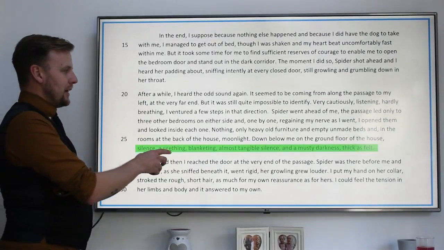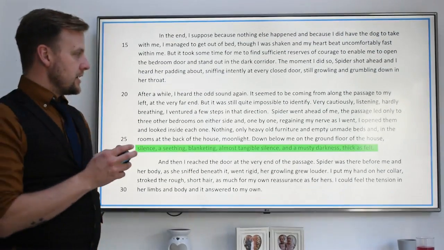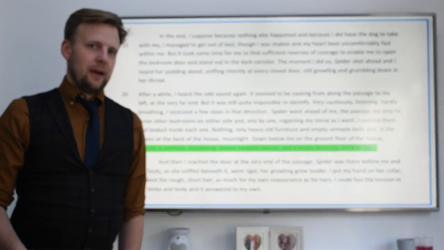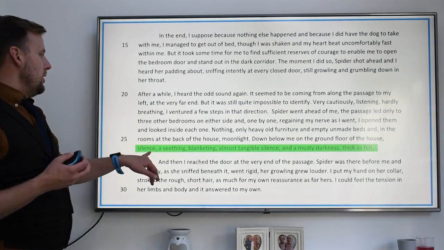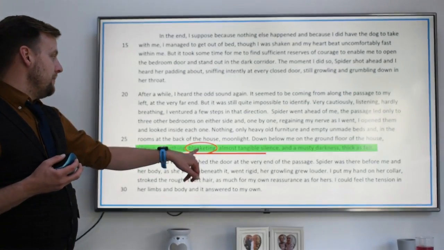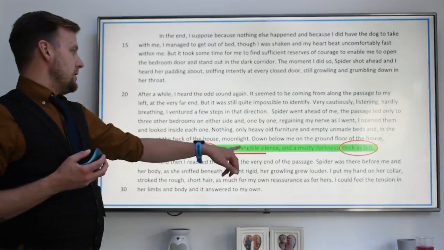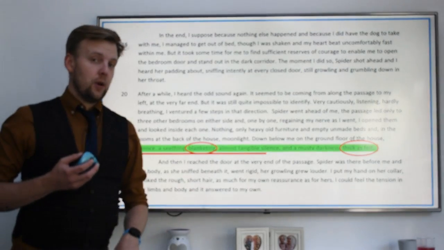Silence, a seething, blanketing, almost tangible silence, and a musty darkness thick as felt. That's in green because it agrees, isn't it? That sounds about anxiety, that sounds like nerves, okay? But it's also got some nice sibilance in it. It's also got some nice metaphor in it. It's also got a simile in it. And we've got lots of nice things to say in that quote.